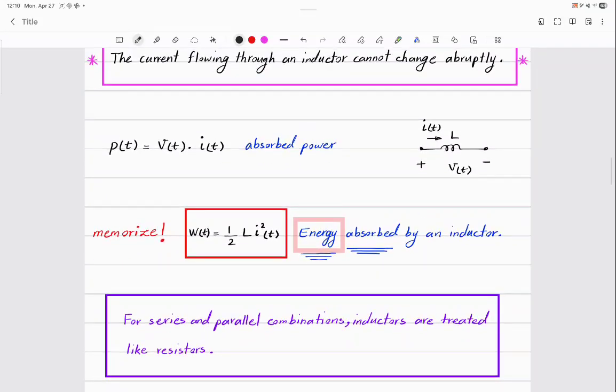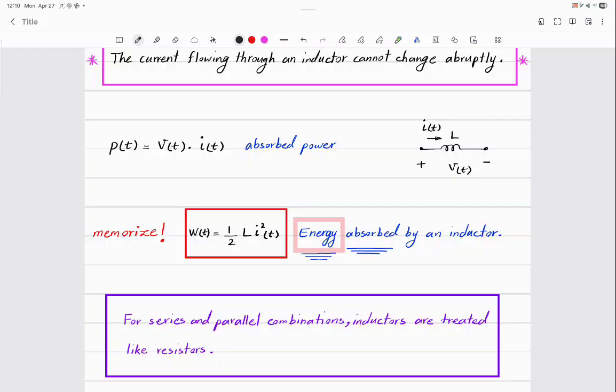Now, about power, absorbed power. If the current is entering from the positive terminal of the voltage, and if you multiply voltage and current exactly as before, as we had it in the first exam, if you multiply voltage and current in this polarity, you will get the absorbed power. Okay? Nothing different than a resistor or a voltage source. VI is always your power.